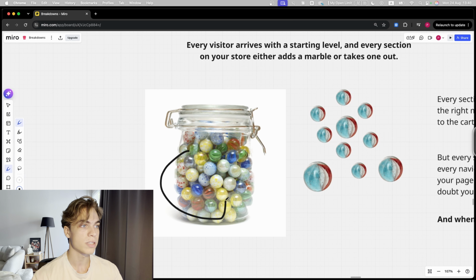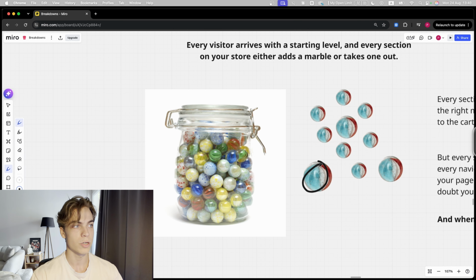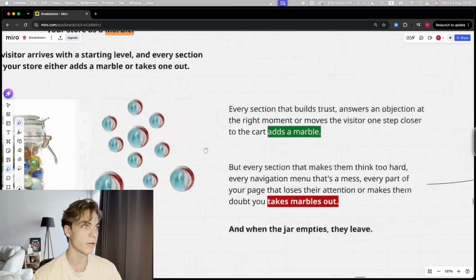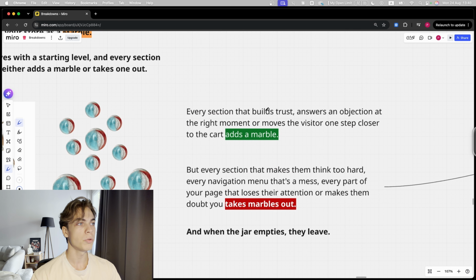But if it's 70% filled out, then you only need to fill this much, which is going to be much easier for you, right? So fewer marbles, or fewer sections and elements, are going to be needed to actually make the person buy. So every section, for example, that builds trust, answers an objection at the right moment, or moves the visitor one step closer to the cart is going to add a marble.